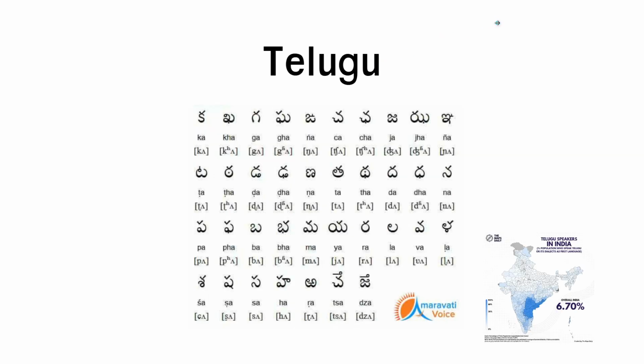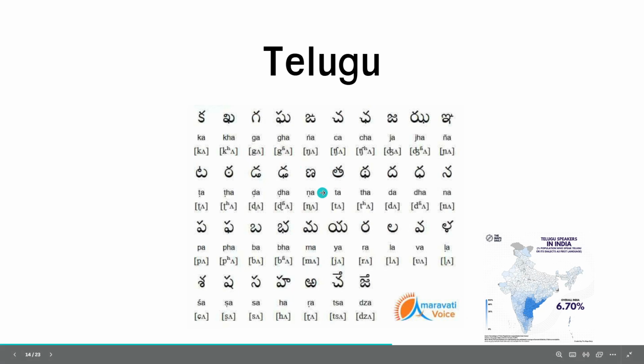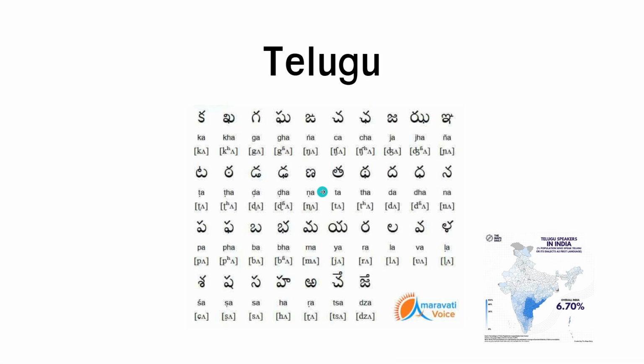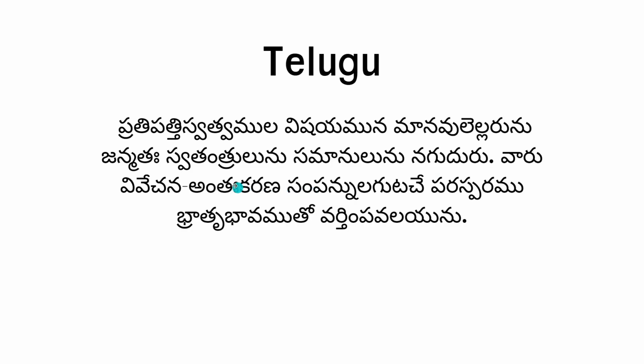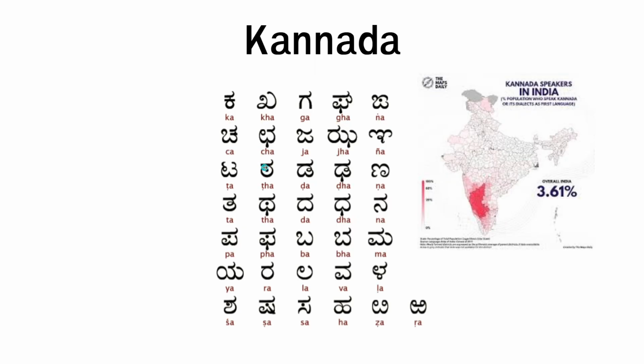So move on to Telugu. This is the part where it gets a little bit tricky. Telugu looks like this. It looks like, I don't know, it's got these check marks on top everywhere, right? It always has these check marks everywhere. So this is Telugu, not Kannada.